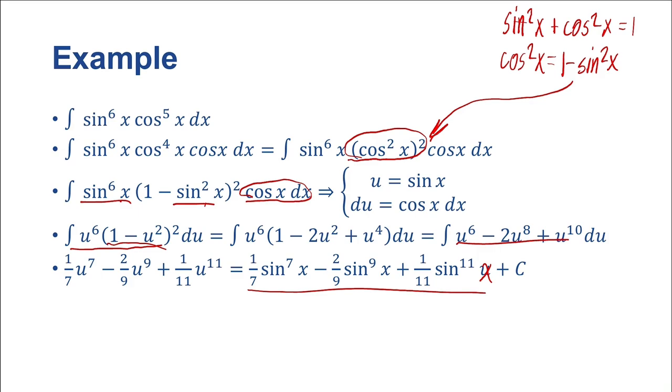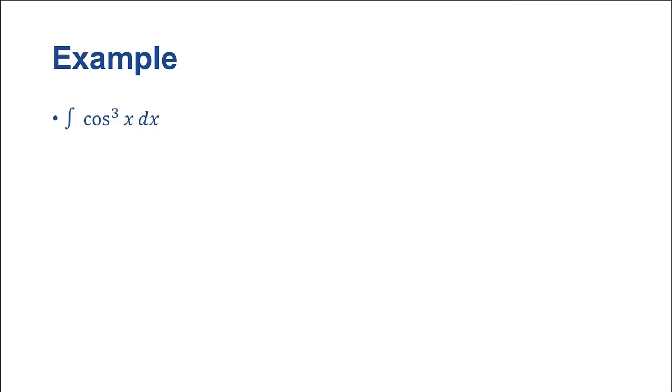Yeah. That is one of our examples. So now let's move on to another. We're not always going to have a product of sine and cosine. Sometimes we might just have a lone cosine, but this is still going to apply.